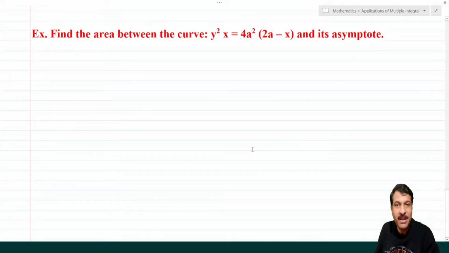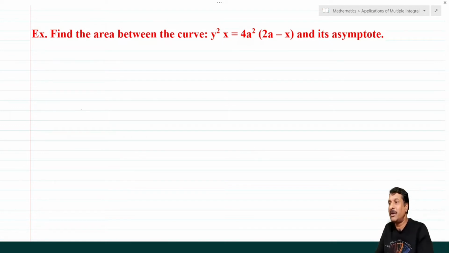So example: find the area between the curve y square x equal to 4a square into 2a minus x and its asymptote. Note that here, when we are going to start the applications of the multiple integral, we should know roughly how to trace the curve, how to decide the limits of double integration and triple integration, and also the curve tracing and beta and gamma functions.